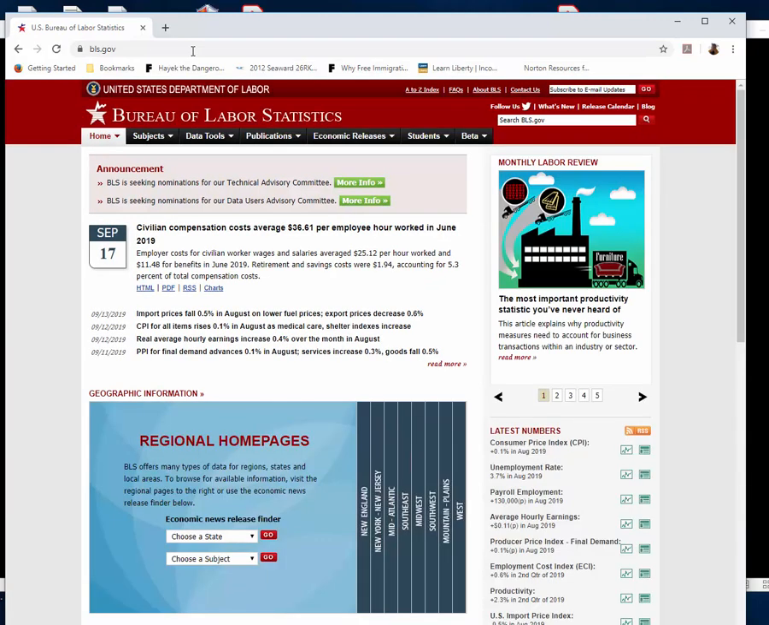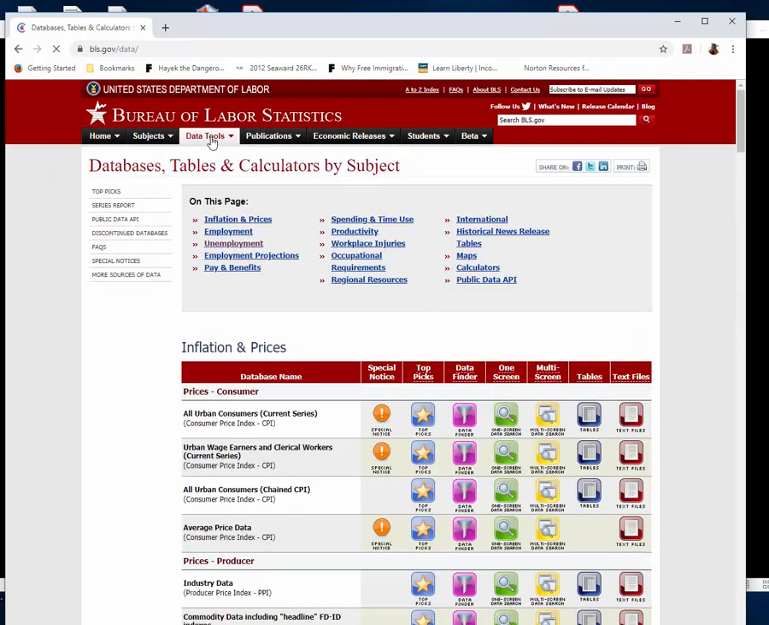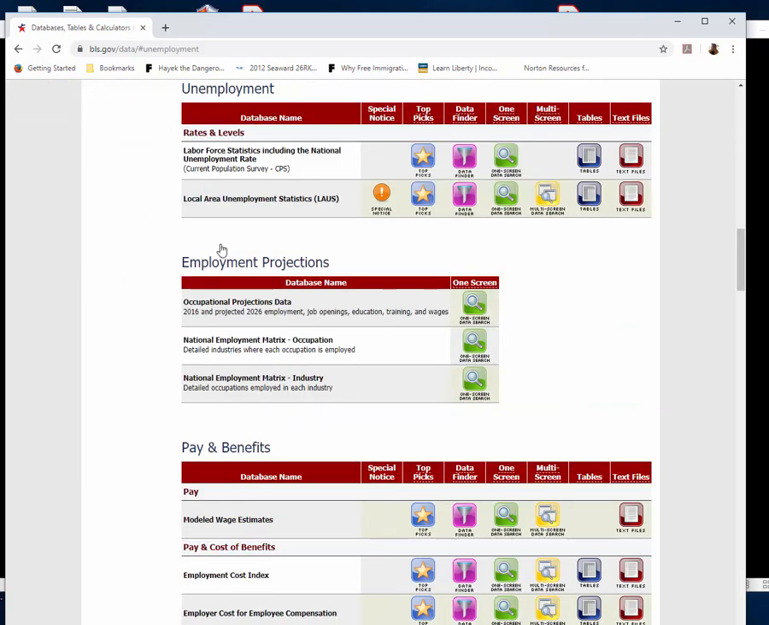Go out to bls.gov, and this is the government agency that keeps track of all this data. I usually click on the data tools here, and then I try to find unemployment. Here's unemployment. Okay, so now I'm looking for labor force statistics, including the national unemployment rate. I'm going to pick this. These are the different ways it can come.